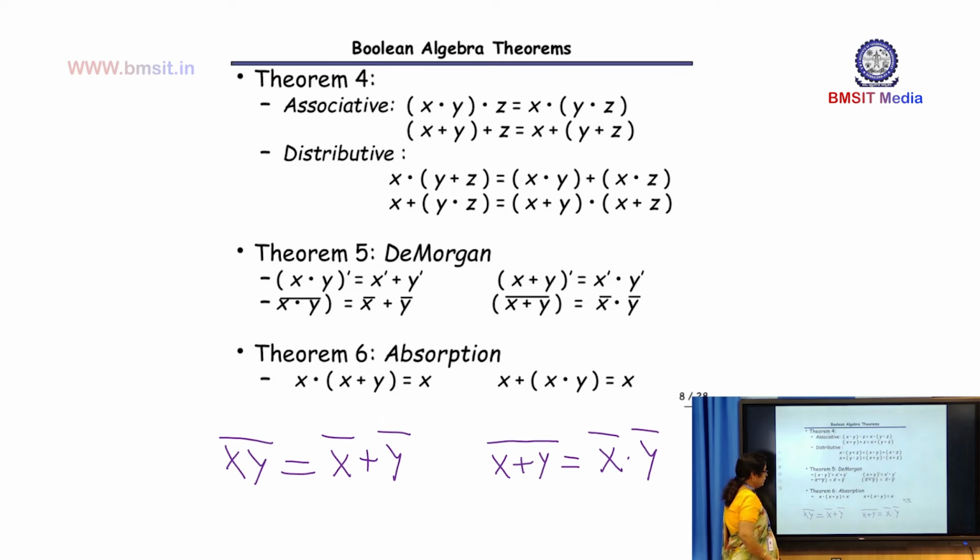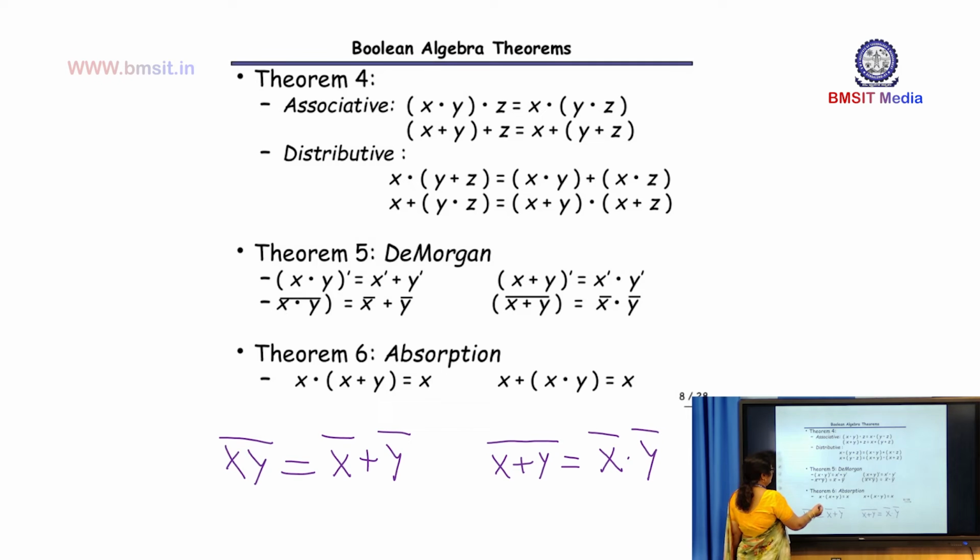Later I will be proving all these theorems. So just understand the statement. We have two statements for De Morgan's theorem. The first one says that the complement of a product is the sum of the complements, and the second one is that the complement of an addition is the product of the complements. The last theorem is the absorption law.